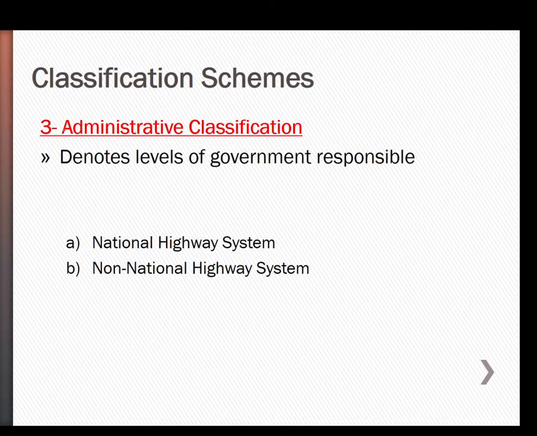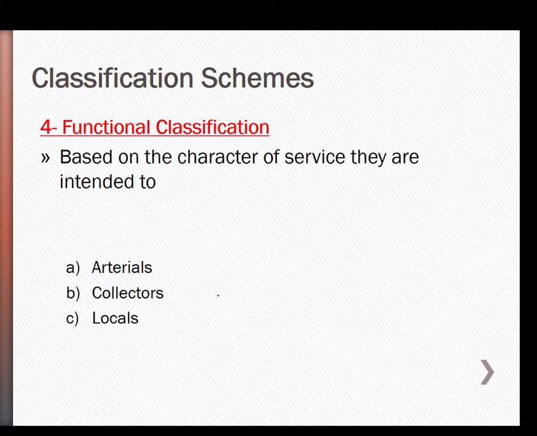Sometimes we have what we call here administrative classification. It tells you also who is responsible for operating and maintaining this road. So we have what we call here the national highway system and the non-national highway system, the federal and non-federal as well. So this is, again, these are different kinds of classifications other than the one we are focusing on in this video.